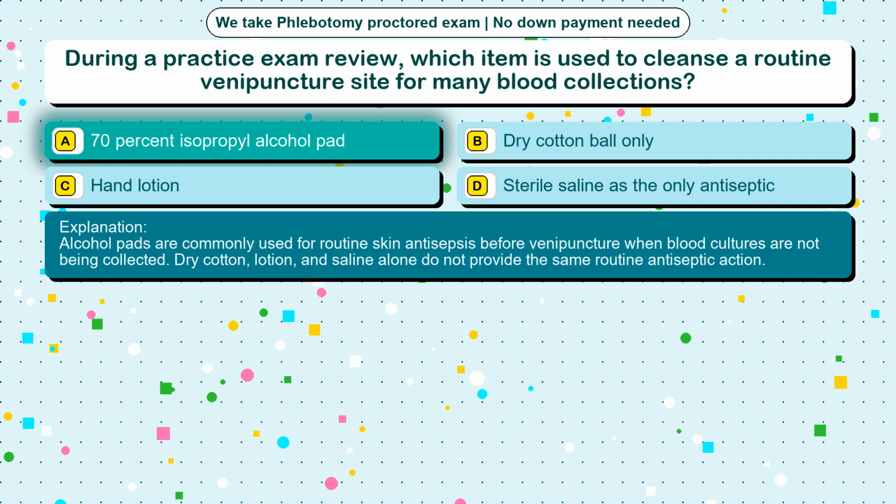Alcohol pads are commonly used for routine skin antisepsis before venipuncture when blood cultures are not being collected. Dry cotton, lotion, and saline alone do not provide the same routine antiseptic action.